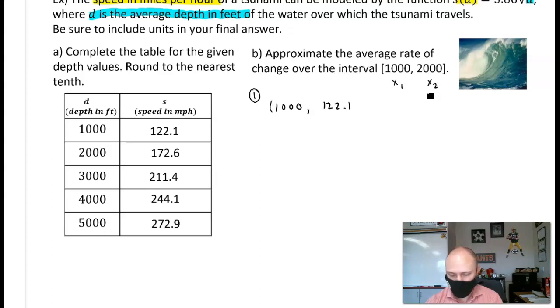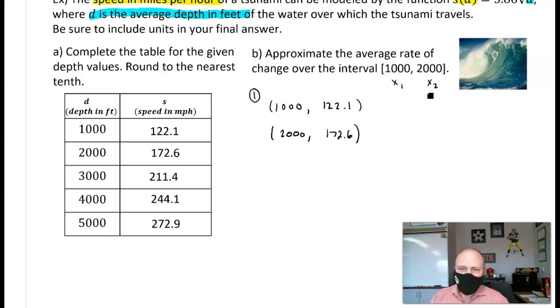122.1. And then at 2,000, this is tying back into that earthquake drill that we just did, right? If you're near water, there can be a tsunami. So this will help you calculate how fast that tsunami is coming at you so you can get out of there. You're like, man, I'm about to die by a tsunami. Let me do some math. Okay, so at 2,000, it's 172.6 miles per hour. That's kind of fast. It's a fast tsunami.